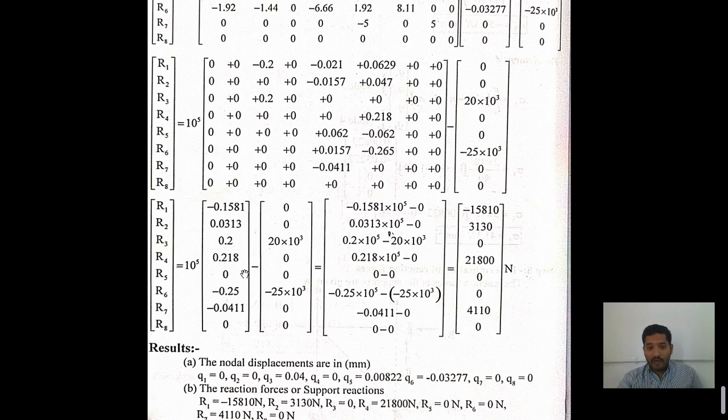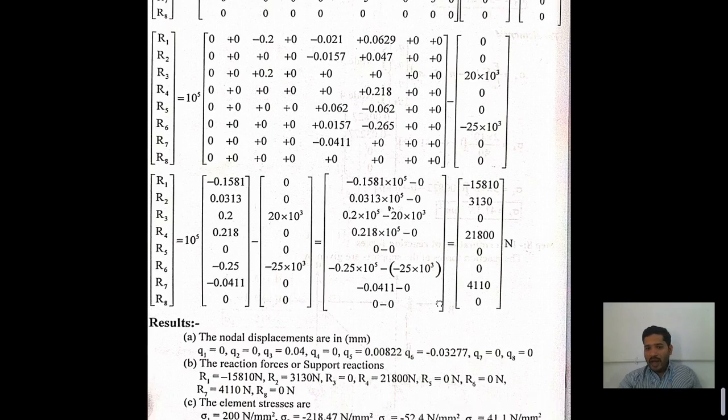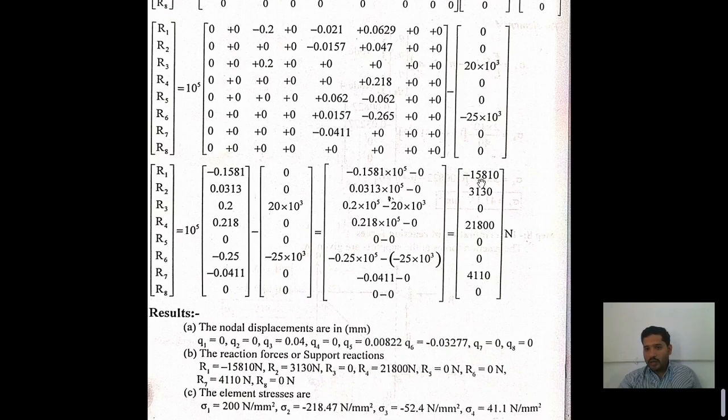After that, again we need to subtract this value: minus 0.1581 minus 0 above value. Clear? Minus 0.0313 minus 0 here. 0.2 minus 20 into 10 power 3. Clear? Again 0.218 minus 0. Clear? 0 minus 0 here. In R6, minus 0.25 minus minus 25 into 10 power 3, then you will get some answer. Minus 0.0411 minus 0. Okay? After that, if you calculate this value, it becomes like this.